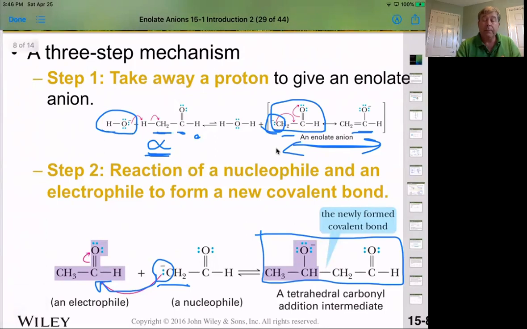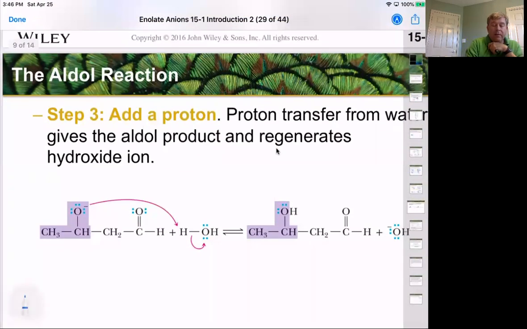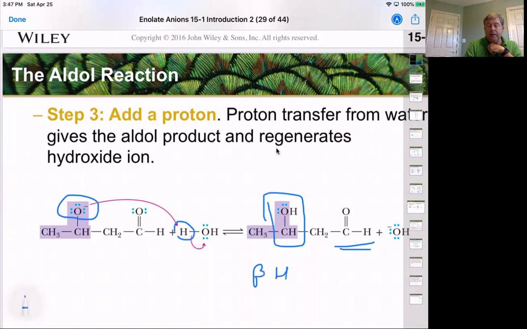Now, if we move to the next step, and this is again correct here, what we have is the ability of this right here to now act as a base with water to generate our beta hydroxy compound. And in this case, we have an aldehyde, so this is our beta hydroxy aldehyde compound. But the mechanism is the same for the ketone: formation of the enolate ion, attack of the enolate ion on the carbonyl of a neutral species, and then protonation of that new charged oxygen to give us our beta hydroxy compound.